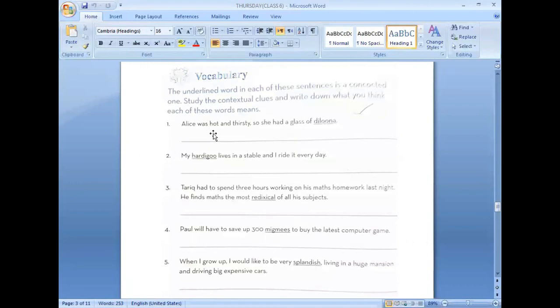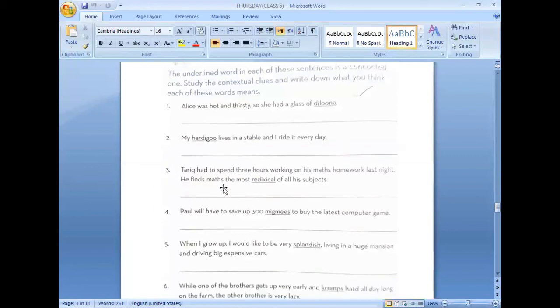The first sentence is, Alice was hot and thirsty, so he had a glass of Deluna. The hot and thirsty here represents drinking. So Deluna could be a drink. So the answer to this could be that Deluna could be a drink. In the same way, you are going to do the rest of the sentences as a home task.